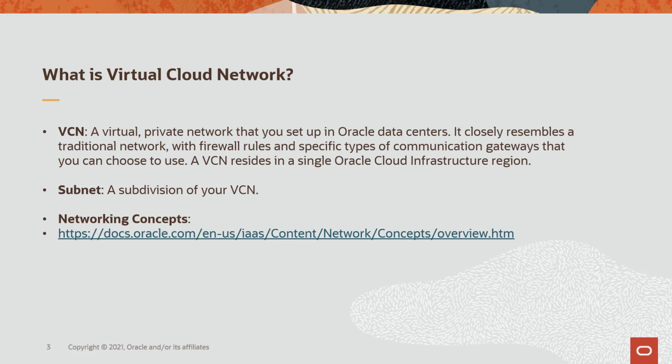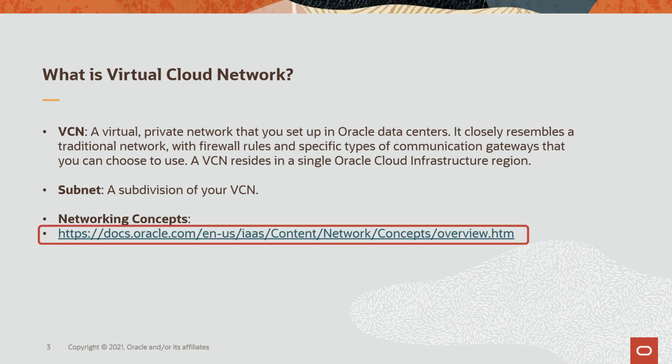A subnet is a subdivision of your VCN. It directs traffic according to a route table. For more information about networking concepts, please refer to the Oracle documentation mentioned here.